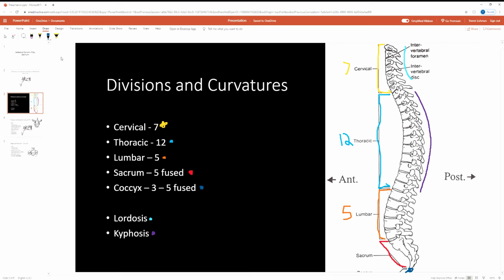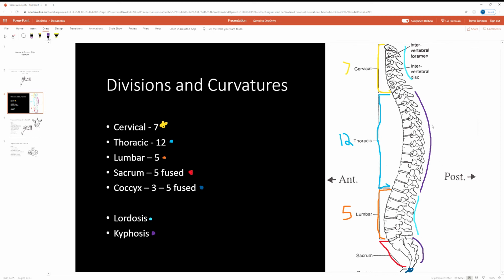And then I forgot to add that the lumbar region is lordotic, just like the cervical region, and the sacrum is kyphotic, just like the thoracic region. So you can see how these curves are similar.